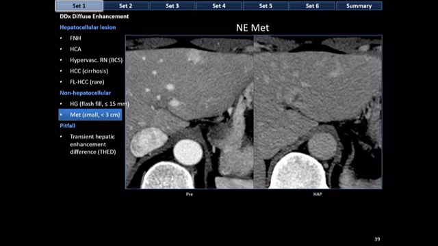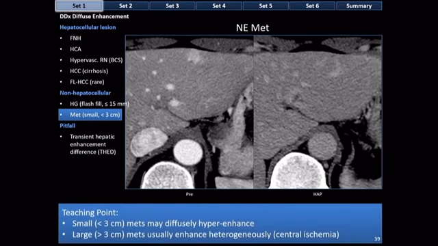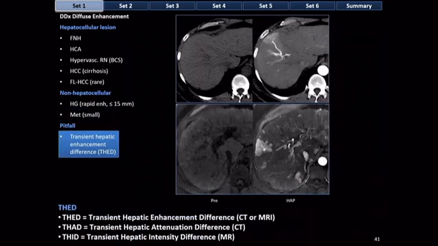So shown here is a lesion that, I apologize, the slides are mislabeled. The image on the left is the arterial phase. The image on the right is the portal venous phase. Notice that this lesion hyperenhances in the arterial phase, and this is an example of a homogeneously enhancing small metastasis. Teaching point, small metastases may be diffusely enhancing. Large metastases are heterogeneous due to central ischemia.